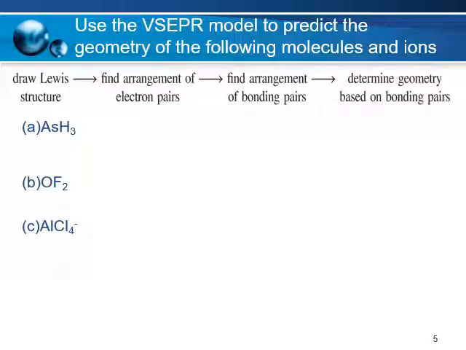Now you already know how to use the VSEPR model to predict the geometry of the following molecules. First thing first, draw the Lewis structure, find the arrangement of bonding pairs, and then determine the geometry. So like this: AsH3, OF2, and AlCl4. You can do it like that. So this is AX3E.